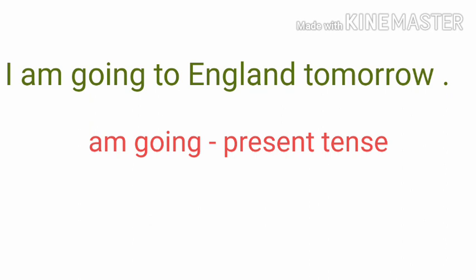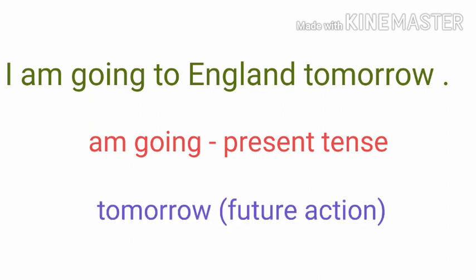Now, look at this sentence. I am going to England tomorrow. The verbs used in this sentence are am going, which are in the present tense. But this action will happen only tomorrow. That is, my going to England will happen only tomorrow. But the verbs used in the sentence are in the present tense. So remember that sometimes a present tense is used to express a future action.